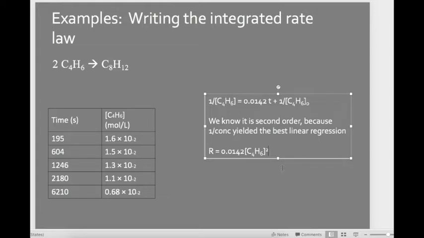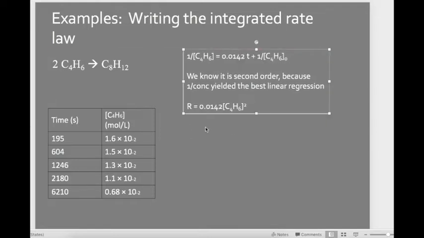So you may be wondering, what's the point of all this? What's the point of taking this data and figuring out what the order of the reaction is? Very important that you understand that we now have a model, we now have a tool, a mathematical device that will allow us to make predictions. We can now plug in any time that we want and predict what 1 over the concentration should be. And that will allow us to figure out what the concentration is at that time.